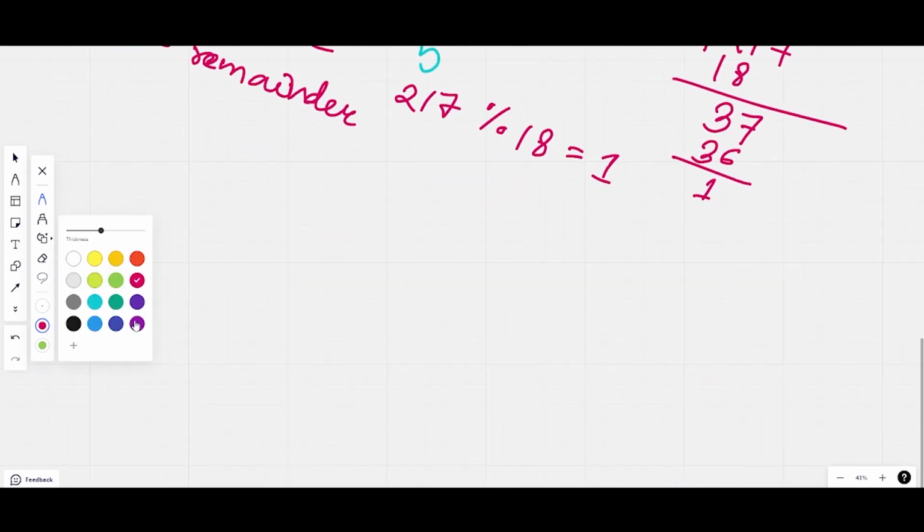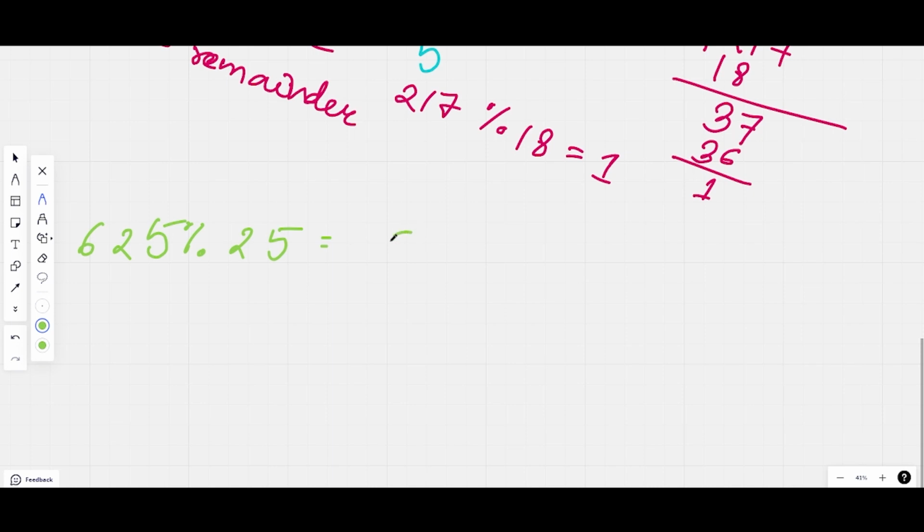If I give you one more example, if I write here 625 mod 25, I know this answer will be 0 because 625 is completely divisible by 25, because 25 into 25 we get 625. So like that, you will directly get the remainder of a number using mod.